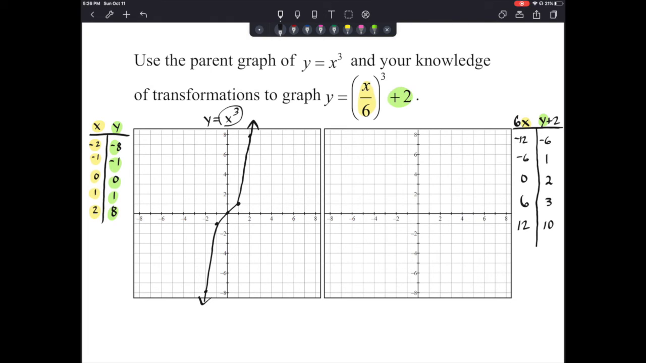Now I know negative 12, negative 6 does not fit on there. It'd probably be somewhere back here. But then we have negative 6, 1, 0, 2, 6, 3, and then we have 12, 10, which would be another one that would be off. But hopefully you can see the shape of what's happening here. This one, because we were dividing by 6, it was horizontally stretched 6 times. I don't even know if I spelled horizontally right there, but stretched 6 times, and that's why it's so much wider than the graph on the left.